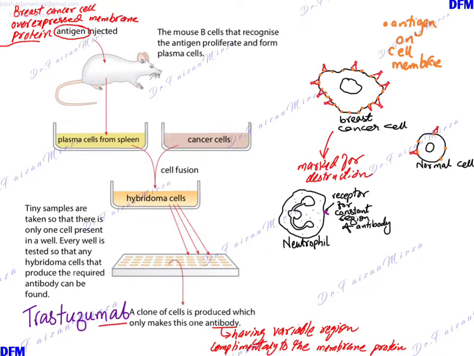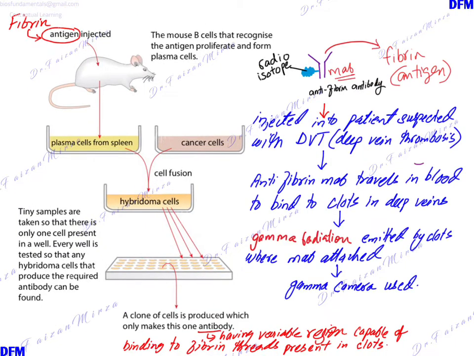We have already covered how trastuzumab is an example of a mAb, a drug which can be used for treating breast cancer, where overexpressed antigens on the breast cancer cell can be marked using the antibody. Because its variable region will be complementary to that antigen, it will go and mark the breast cancer cells. Similarly, deep vein thrombosis can be diagnosed using a monoclonal antibody which has been raised against the fibrin antigen which was injected in the mice.